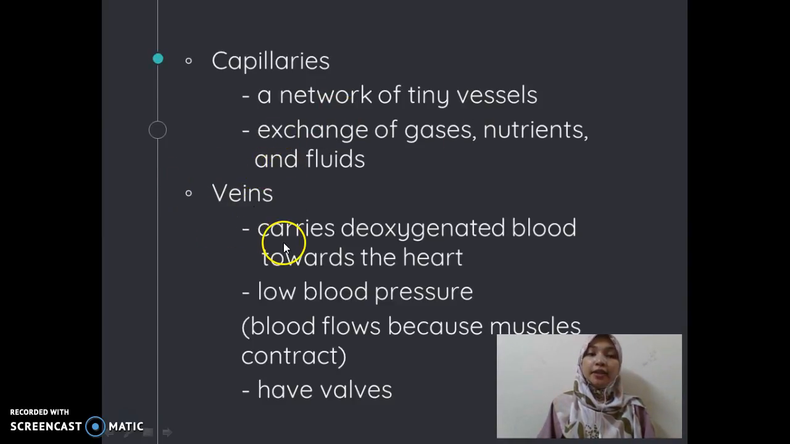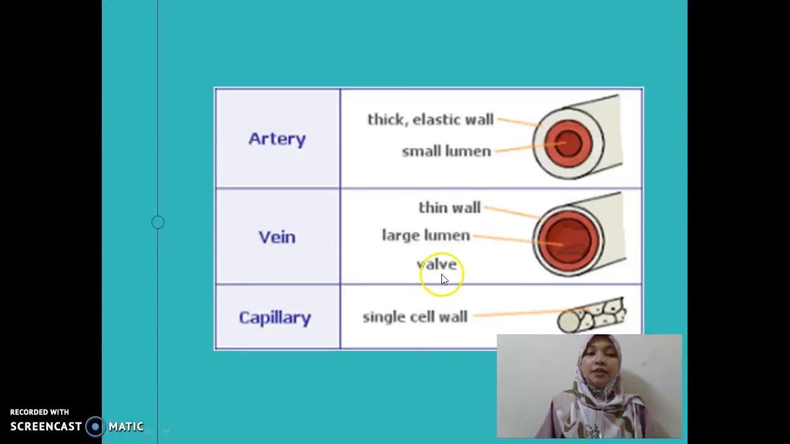The veins carry deoxygenated blood toward the heart, under low blood pressure. Inside the vein there is also a valve in order to prevent the backflow of the blood, and the blood flows in the vein because of muscle contraction. So basically, these are a few differences between the artery, veins, and capillary.